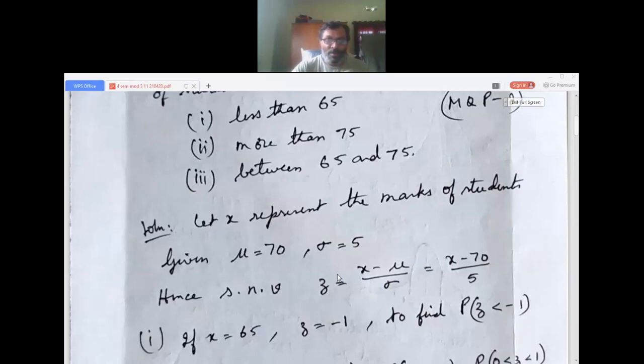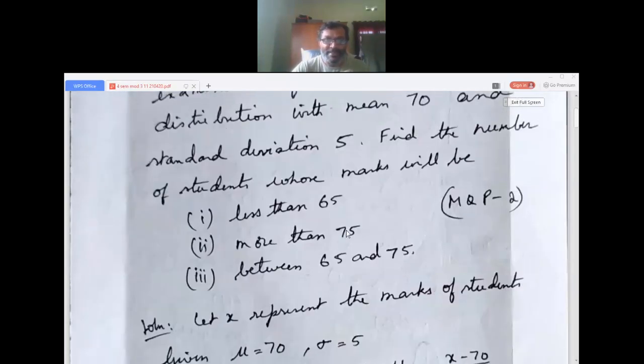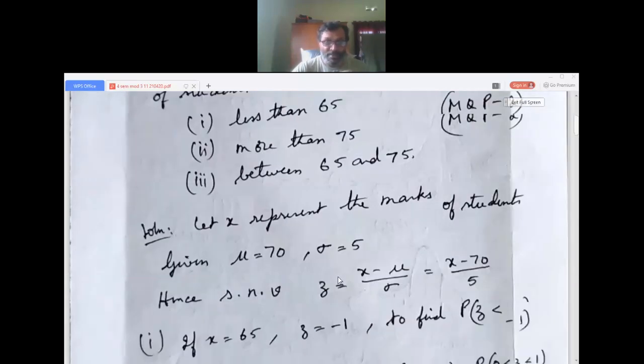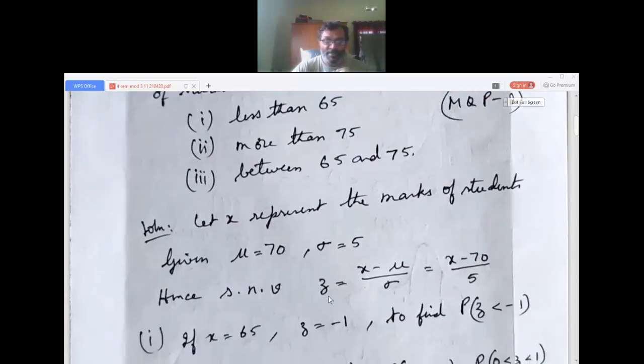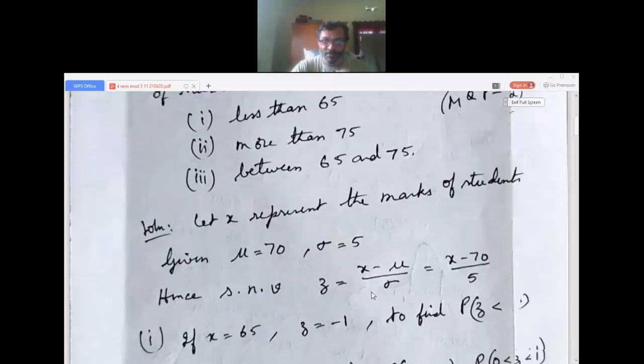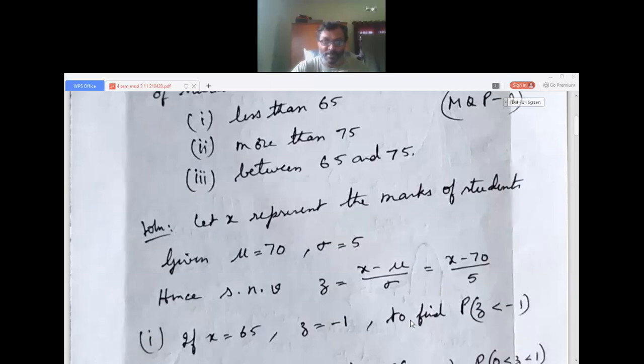Now, the first question is less than 65. If x equals 65, what will be the standard normal variate z? Put x as 65: 65 minus 70 is minus 5, minus 5 by 5 is minus 1. It's very simple. You have to know how to use the table and how to understand the normal probability curve. Whenever we have a negative value, we think of the symmetry and think of the positive only. So if x is 65, then z is minus 1, so less than 65 means P of z less than minus 1.